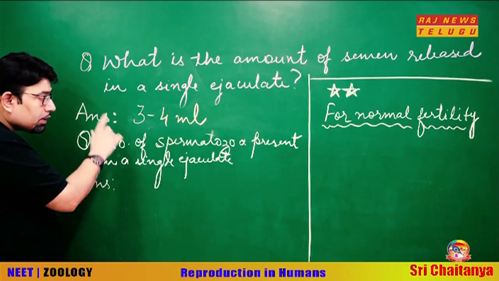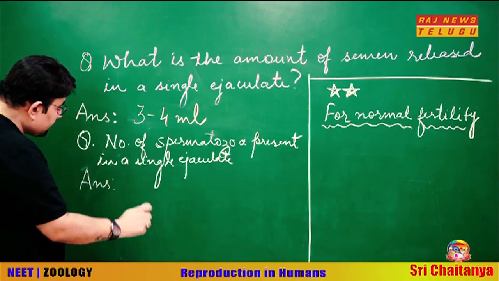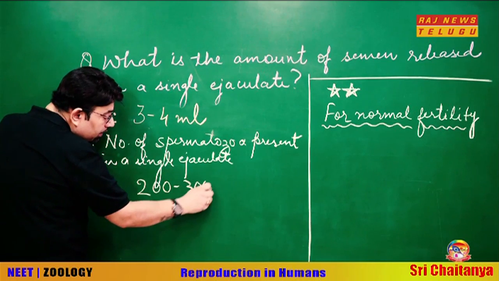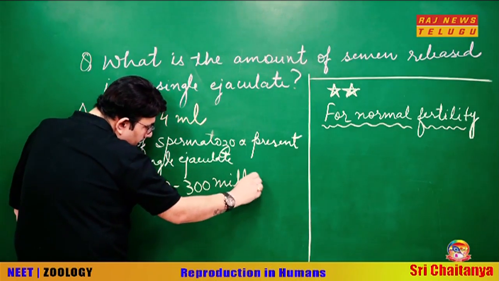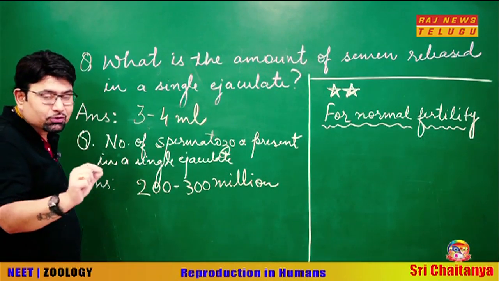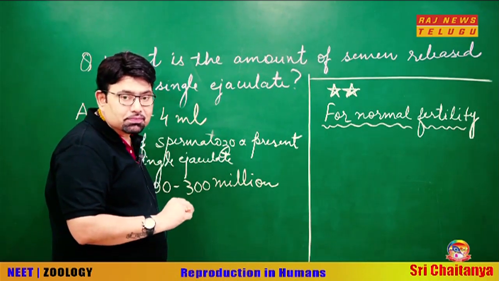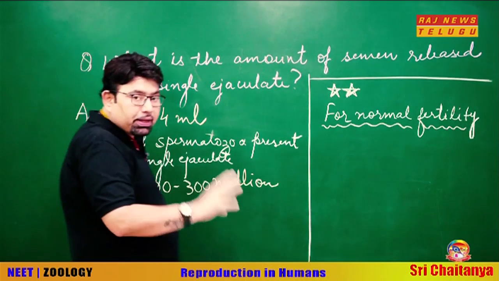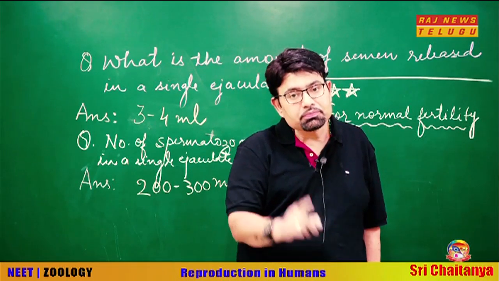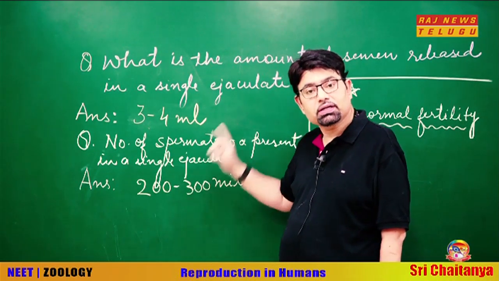Number 2, the number of spermatozoa present in a single ejaculate. Now, this number is very high, very interesting. It is 200 to 300 million spermatozoa in an average quantity of 3 to 4 ml. And how many of them fertilize an ovum? One in 200 or 300 million fertilizes the ovum.